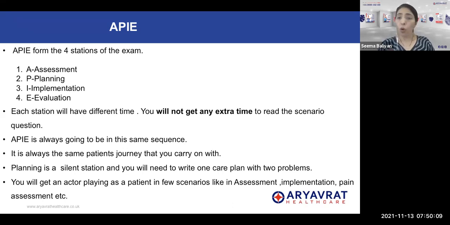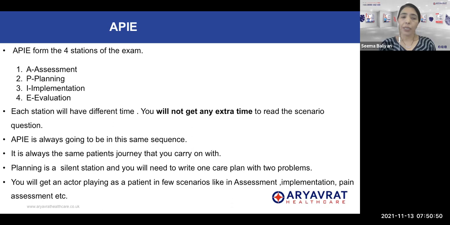Now, APIE always happens in the same sequence because it is the patient's journey that you are taking forward. So there is always going to be assessment first, then planning, then implementation, and then evaluation. But with every station, you will get an update because in actual day-to-day life, they do not happen so quickly. That is why you are going to get an update for every step. After you have done an assessment and then you start writing your planning, you will get an update scenario that now this is the update of the patient's journey. And accordingly, you are going to be writing your planning, implementation, and evaluation.